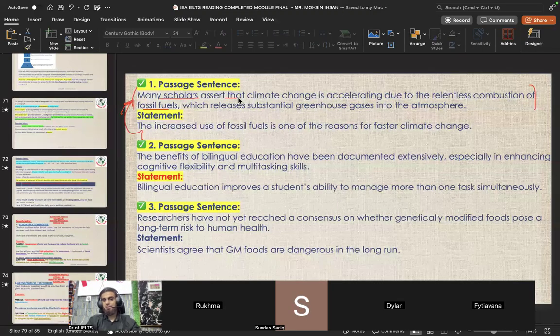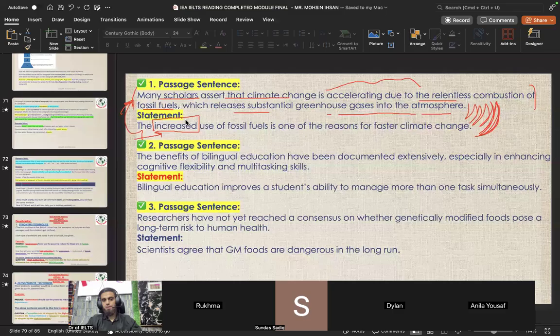So many scholars assert that climate change is accelerating due to the relentless combustion of fossil fuel, which releases substantial greenhouse gases into the atmosphere. Who will tell me whether it is true, false, or not given? It's true. Yes, other students? True. Why true? Because fossil fuels is mentioned, and it also says increase.